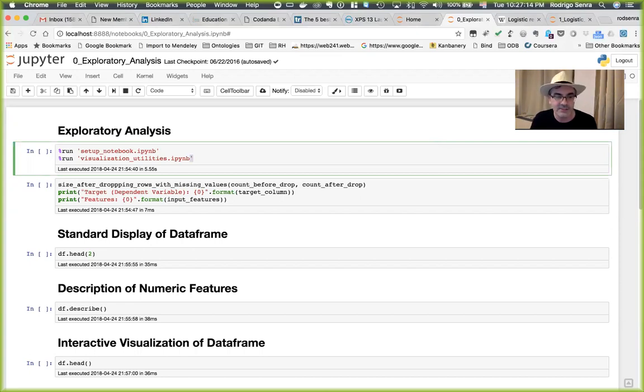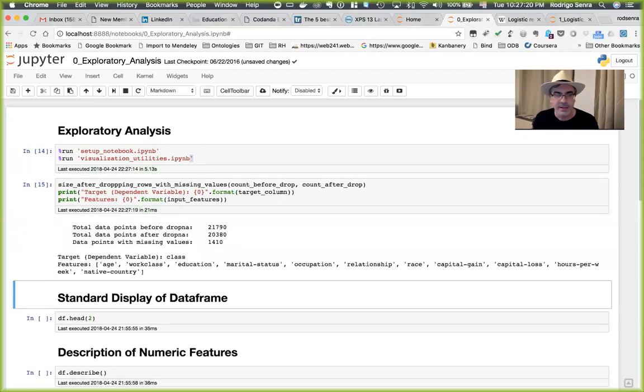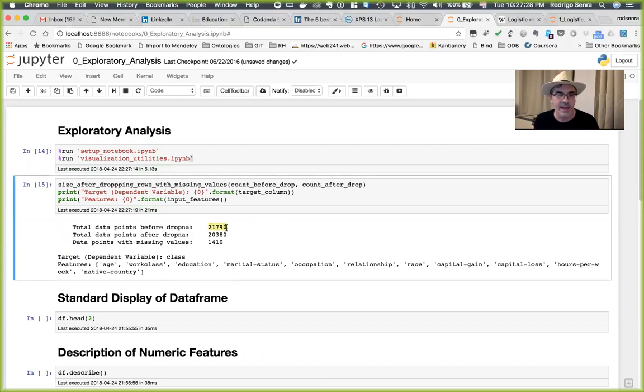So first, let's do some exploratory analysis where we open up a CSV file and look inside. All data is dirty, so we need to clean it up. So what you're seeing here is that originally we had 21,790 entries, but after we clean it up, we get just 20,000. Okay, and basically, what is the information that is available?